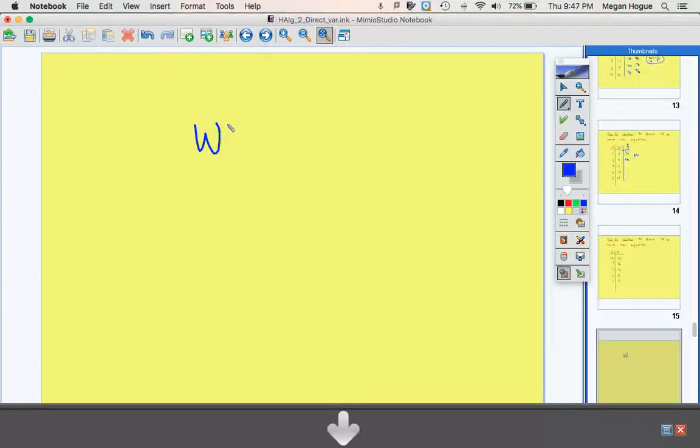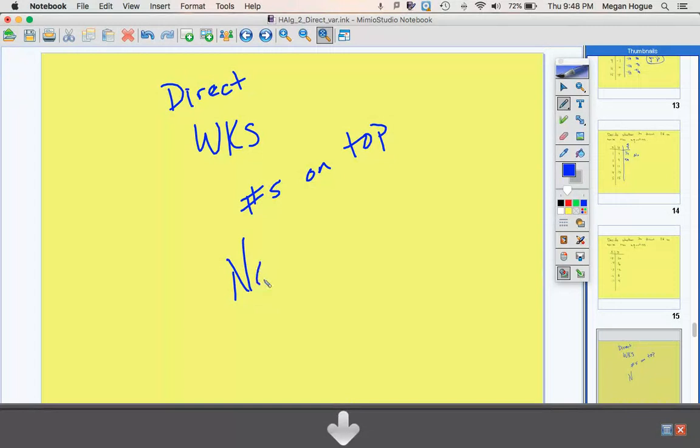You're going to be looking at that direct worksheet. There are numbers at the top of each side. I am not going to collect that. So you can do it on the worksheet. You don't have to do all of those numbers.